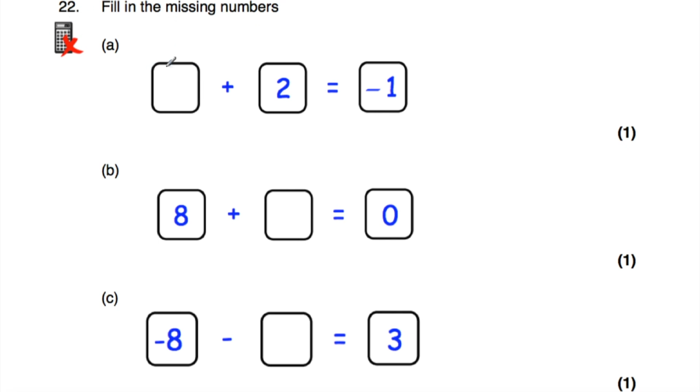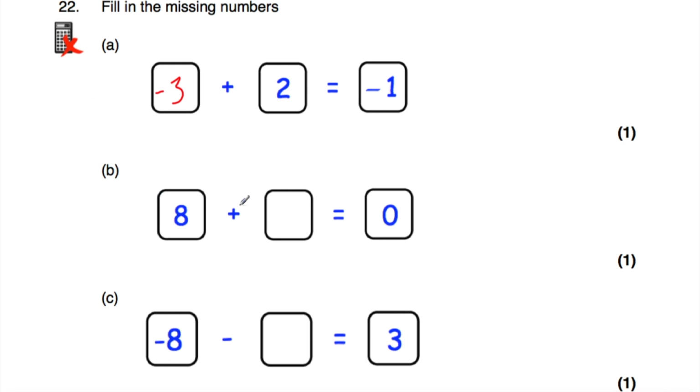Okay, let's have a look at our next question, question number 22. And we've been asked to fill in these missing numbers. So let's start off with part A. Part A is blank plus 2 is equal to negative 1. So we've got a certain number, and when we add 2 to it, when we go up 2, we get to negative 1. So that means if we go down 2, we can figure out what this number would be. So let's go down 2. That'll be negative 2, negative 3. So this number must be negative 3. And let's just check it. If we have negative 3 and we add 2, we're going to go back up 2. So negative 2, negative 1. So this number must be negative 3.